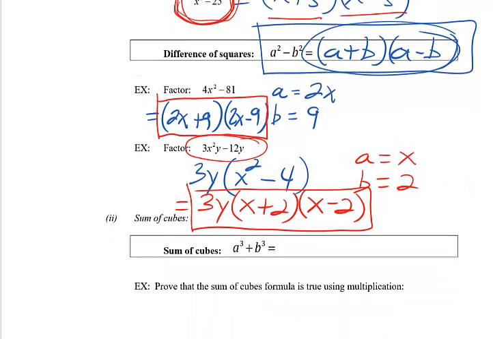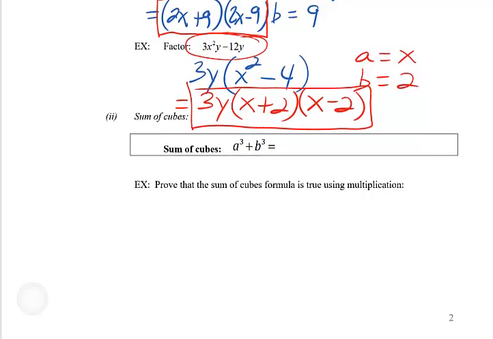Let's go on to the second category of factoring binomials. It is called a sum of cubes. And hopefully the name is kind of obvious. This just means I've got a plus now in the middle for the word sum, and instead of having perfect squares, I have perfect cubes. Well, let me write down the factoring formula for you.